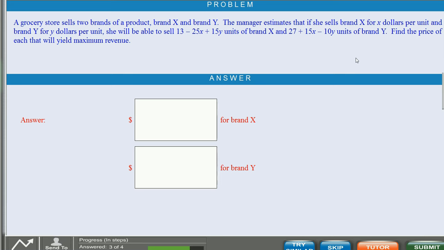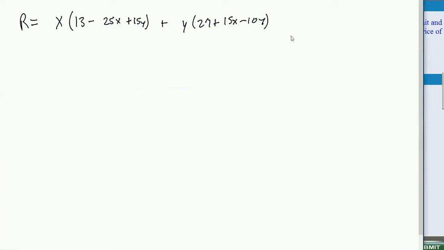So we're going to have x times how many they're going to sell of brand X: 13 minus 25x plus 15y, plus, okay, y is the price she's charging for brand Y. And she says she's going to sell 27 plus 15x minus 10y units of brand Y. All right, so there's our revenue function.